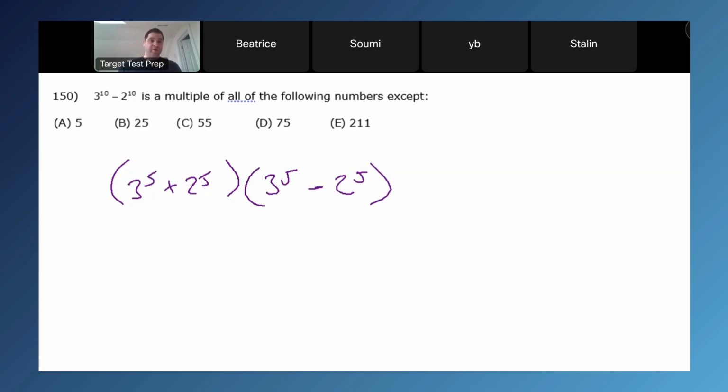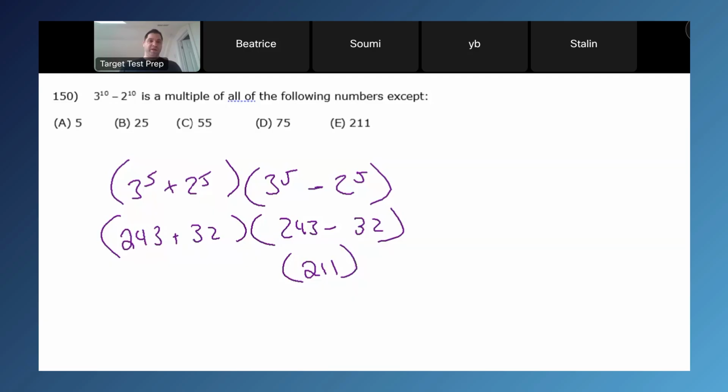Now, again, exponents are probably worth memorizing. 3 to the 5 is 243. It's worth getting that memorized. So we have 243 plus 32, 243 minus 32. 243 minus 32 is going to give you 211, and then plus 32 is going to give you 275. Right away, the 211 goes out.